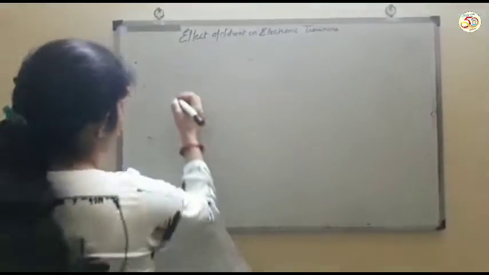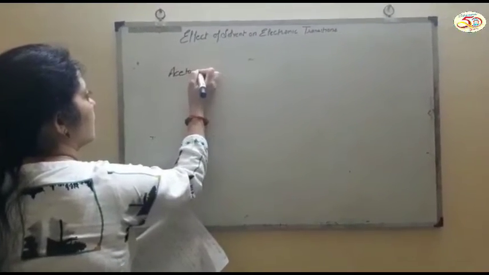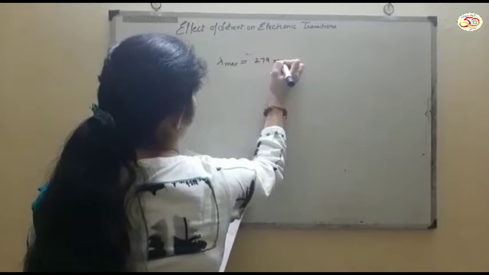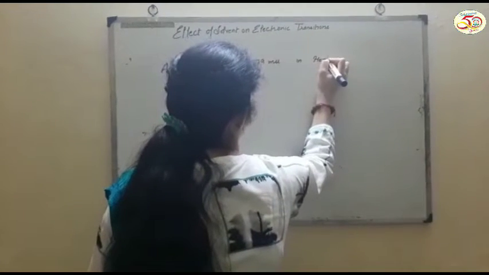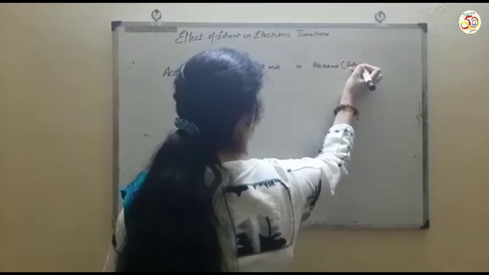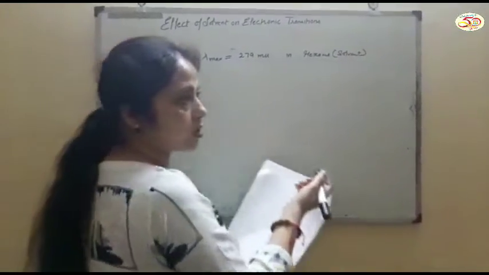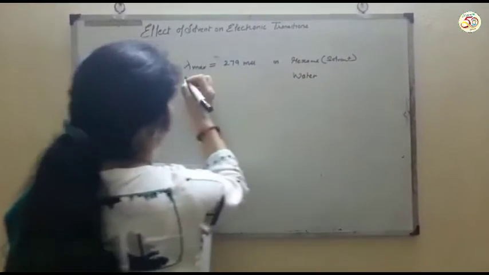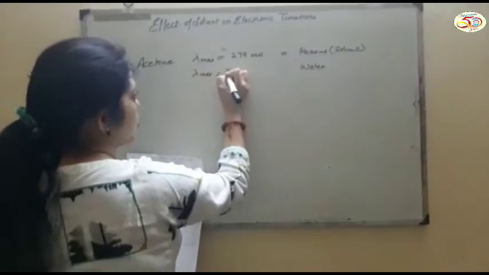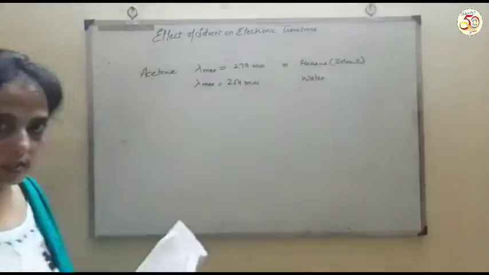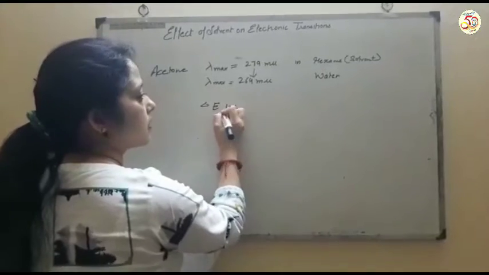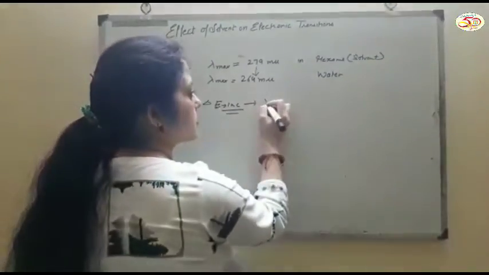For example, acetone molecule absorbs at 279 millimicron in hexane solvent. Hexane is a solvent in which we have studied the acetone molecule. Now if we change the solvent, as we know hexane is a non-polar solvent, if we change the solvent hexane to water, now lambda max comes at 264 millimicron. This is the first case, means we are studying the n to pi star. It means now wavelength has decreased. Wavelength decreased, it means delta E has increased. Energy difference is increased and lambda is decreasing.